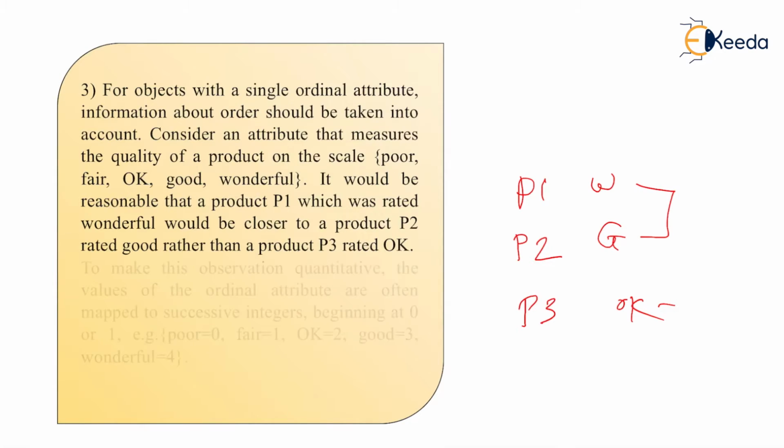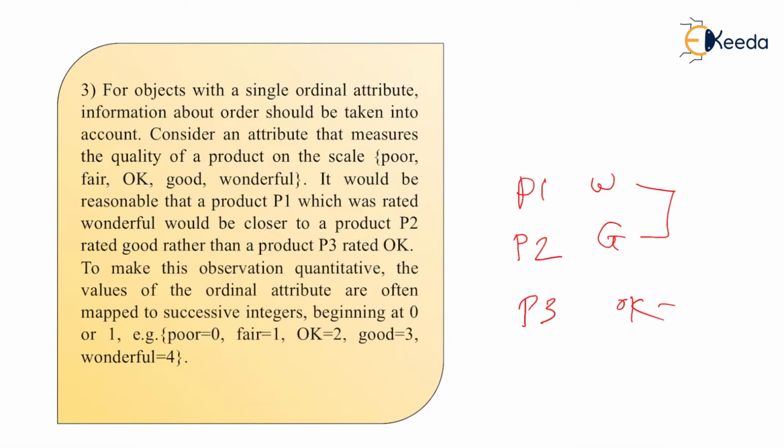Next, to make this observation quantitative, the values of ordinal attributes are often mapped to successive integers, beginning at 0 or 1. For example, we can say poor is 0, fair is 1, okay is 2, good is 3, and wonderful is 4. So that we can convert it into numerical values, and through those integer values we can perform the distancing between each other.